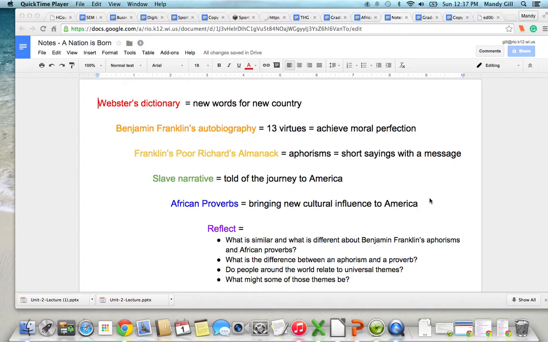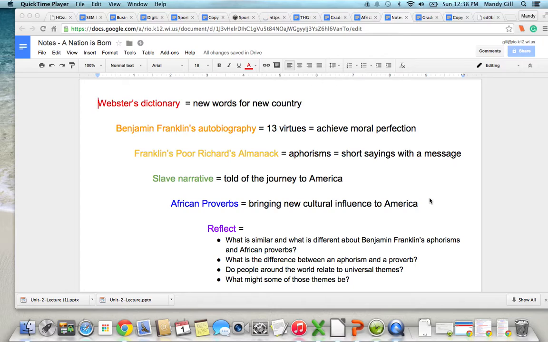Then we jumped into Benjamin Franklin's autobiography. We talked quite a bit about his 13 virtues and the fact that he wanted to try to achieve moral perfection, which proved to be quite a task. He soon found out. After that, we took a look at Poor Richard's Almanac, also written by Franklin.